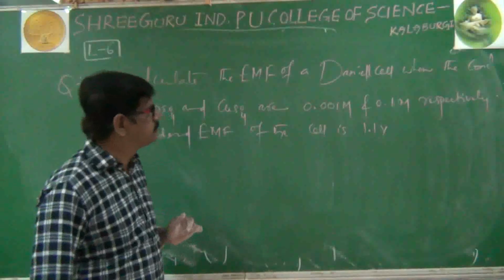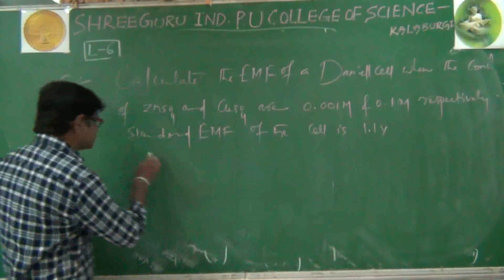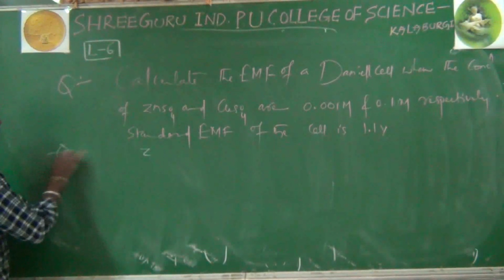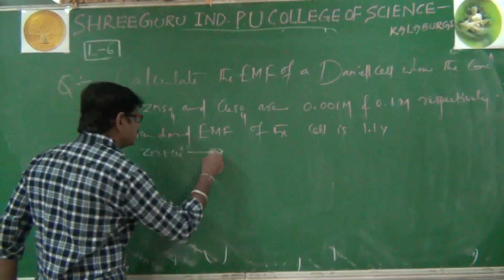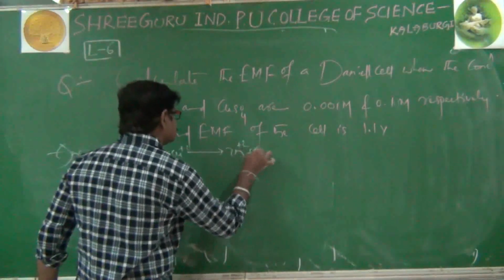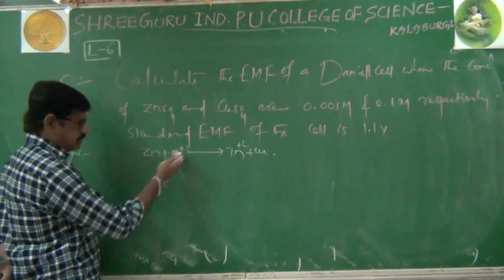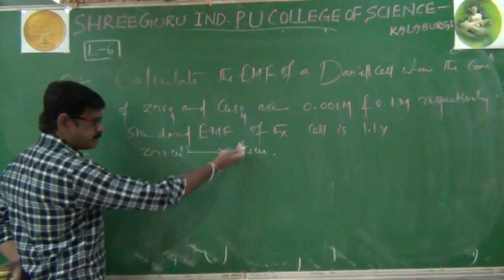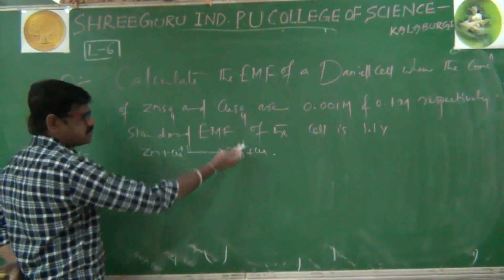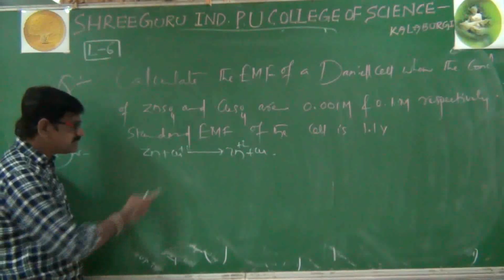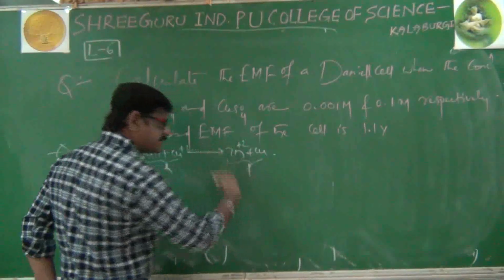Now, first what we have to do? For the Daniel cell, we will write the net cell reaction. That is, just now we have written the answer. Zn plus Cu plus 2 gives Zn plus 2 plus Cu. Here Cu plus 2 is nothing but copper sulfate, Zn plus 2 is nothing but zinc sulfate, that's all. Right, and these two are the reactants and these two are the products.